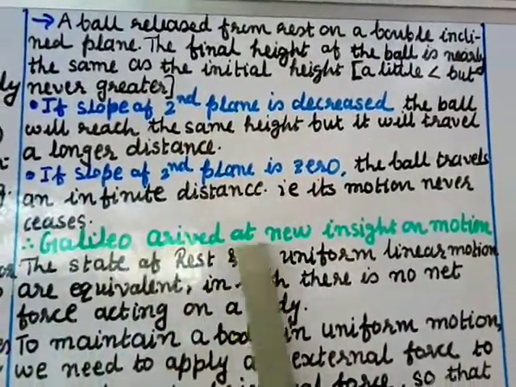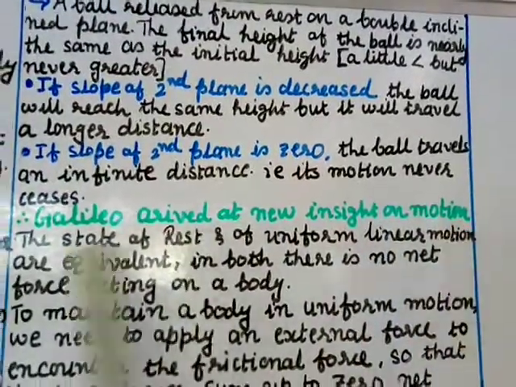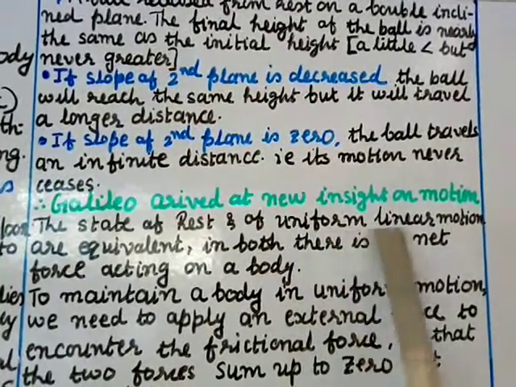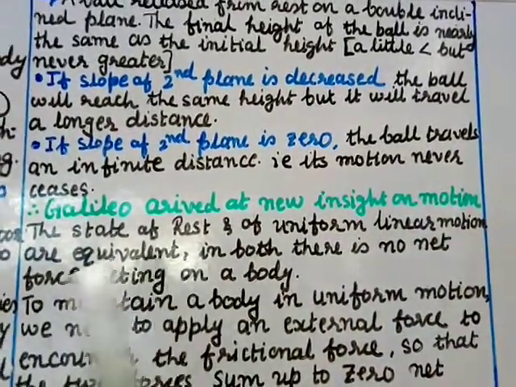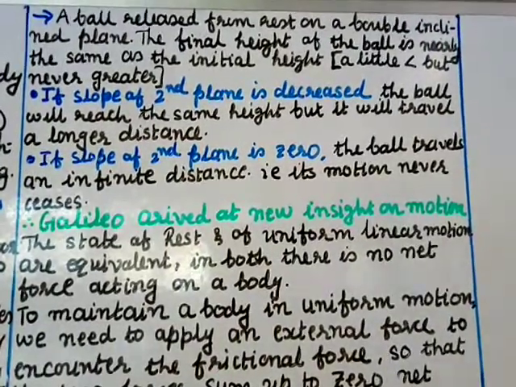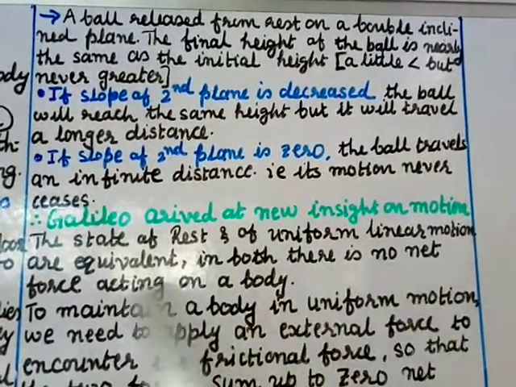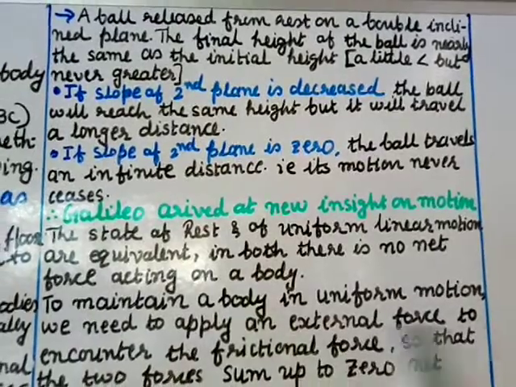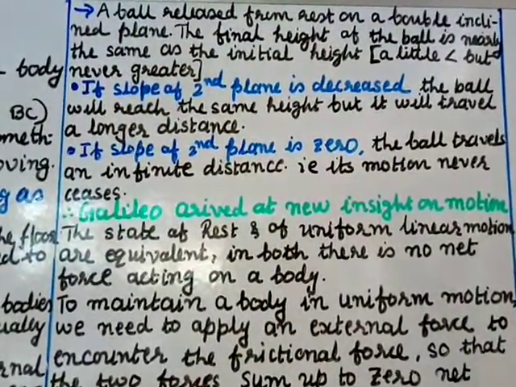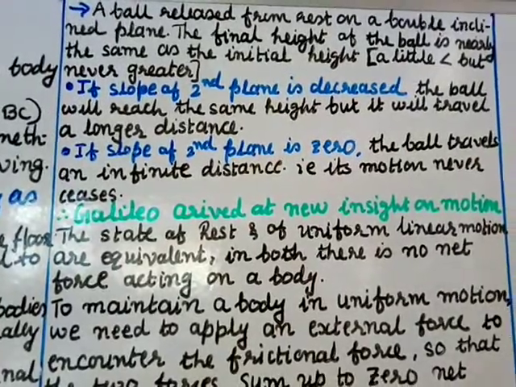Therefore, Galileo arrived at a new insight on motion. The state of rest and of uniform linear motion are equivalent. So what he concluded is that the state of rest and uniform motion are the same. In both, there is no net force acting on a body. So there is no net force acting on the body in both cases, whether the body is at rest or in uniform motion.